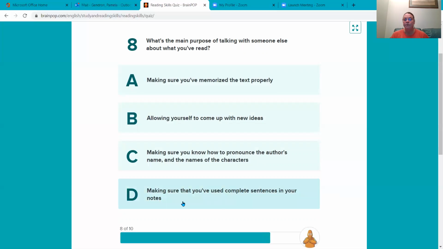Well, we don't have to use complete sentences in our notes, so that one's out. And it might help to know if you pronounce the author's name and the names of the characters correctly, because when you're discussing it with someone else, they might say, oh, well, I say that person's name differently. That's okay. And making sure you've memorized the text properly is not correct, because you're not memorizing, you're summarizing. So B, it allows yourself to come up with new ideas.